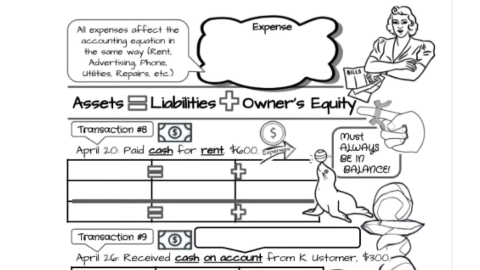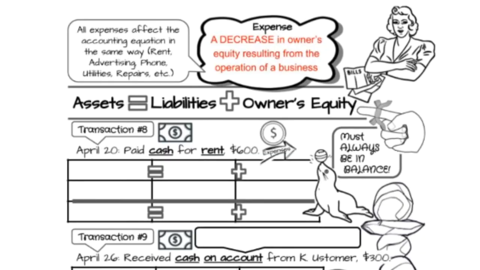Okay, so here we are on our 6th and final page, and we're going to define expense as a decrease in owner's equity resulting from the operation of a business. And it's important to note that all expenses affect the accounting equation in the same way. So whether you're dealing with rent expense, advertising, phone, utilities, repairs, all of those expenses are handled in the same way. So we have our accounting equation, assets equal liabilities plus owner's equity.